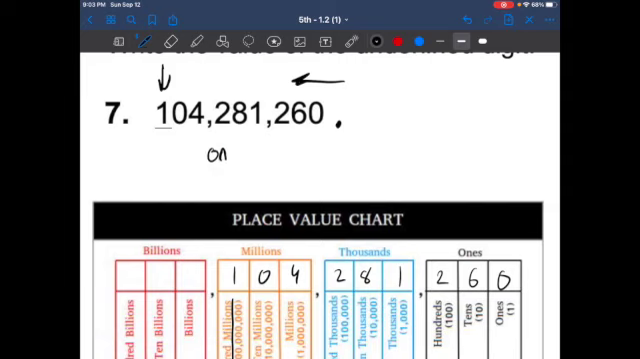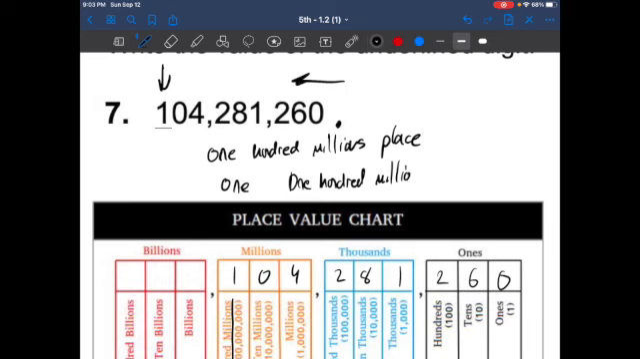So we have the 100 millions place. Okay. How many of those we have? We have 100 million. Or another way to write it would be like this: 100 million, right? 1, 2, 3, 1, 2, 3, 1, 2, 3. So we got the 100 millions place. All right, let's move on to the next one and see what it says.